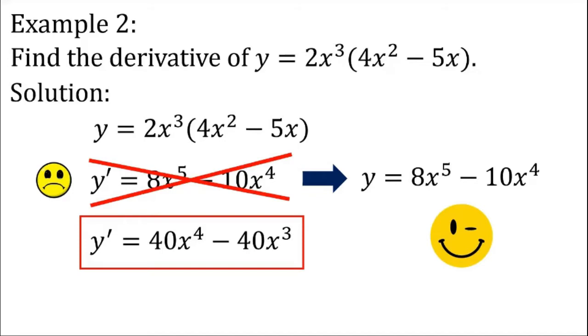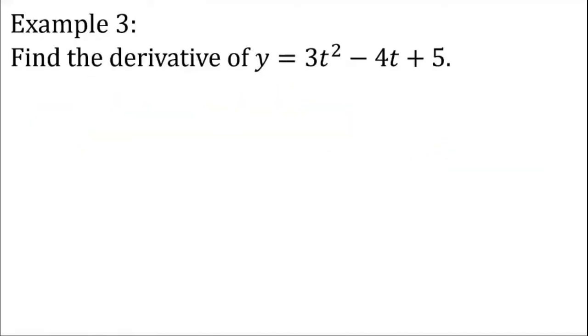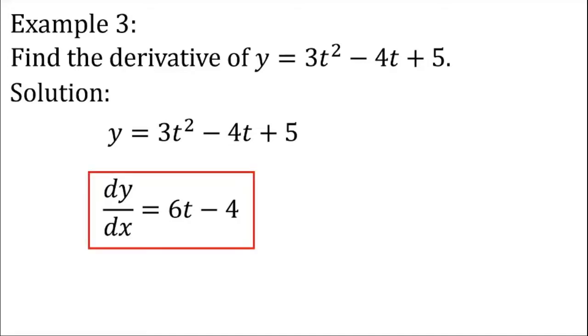Now, example number 3. Find the derivative of y equals 3t squared minus 4t plus 5. Solution. y equals 3t squared minus 4t plus 5. dy over dx equals 6t minus 4. What went wrong?